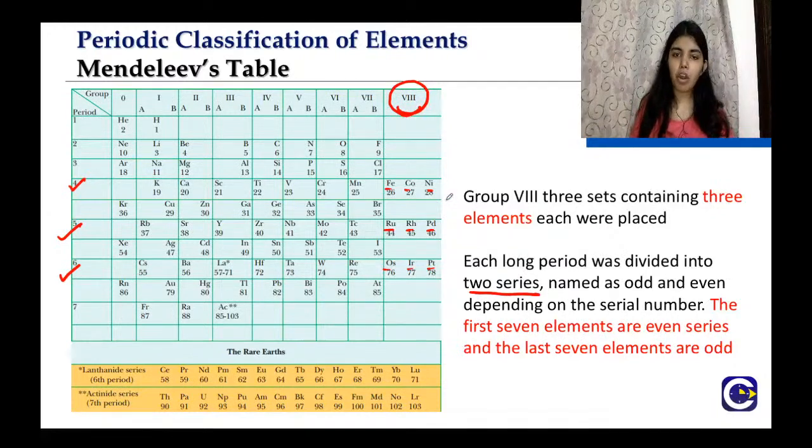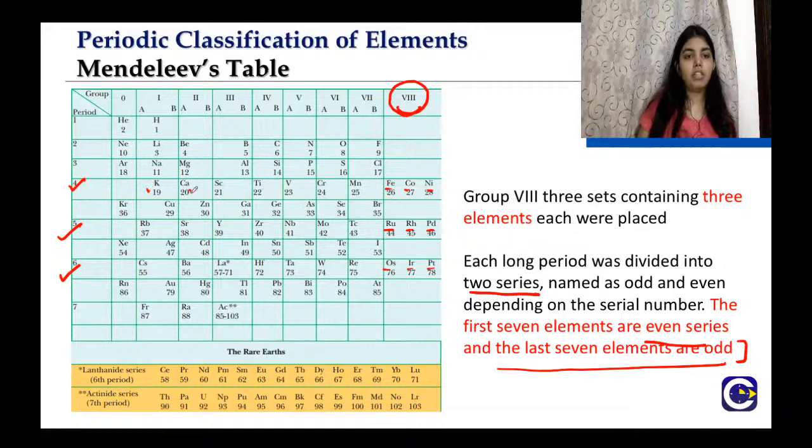See, as more and more elements were being discovered, what was happening? The table was becoming more complex, right? So he was trying to fit in all the elements somehow. So what he did was classify each long period into 2 series: the first 7 elements will be the even series and the last 7 elements will be the odd series. So here, 1, 2, 3, 4, 5, 6, 7 will be the even series and the last one will be the odd series. Similarly for period 5 and period 6.